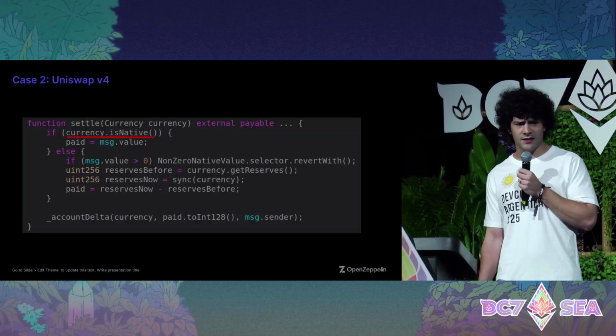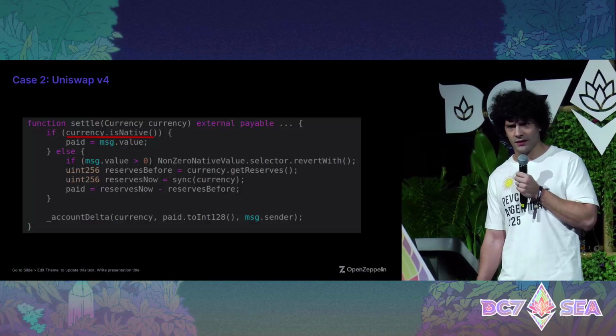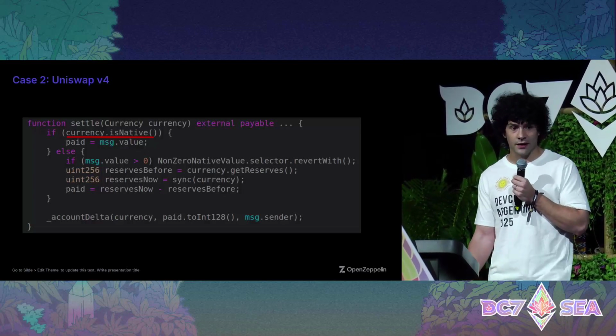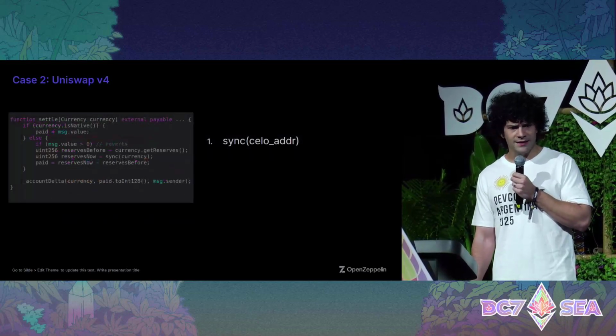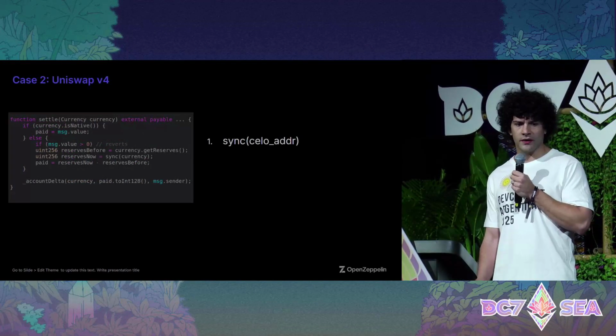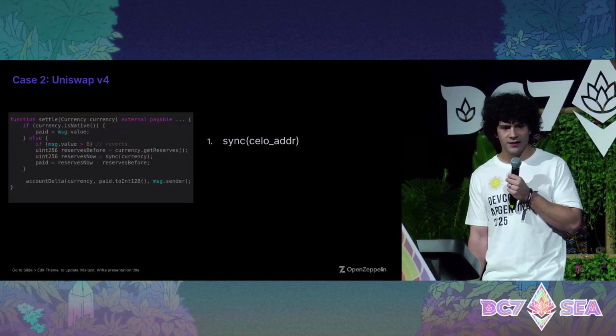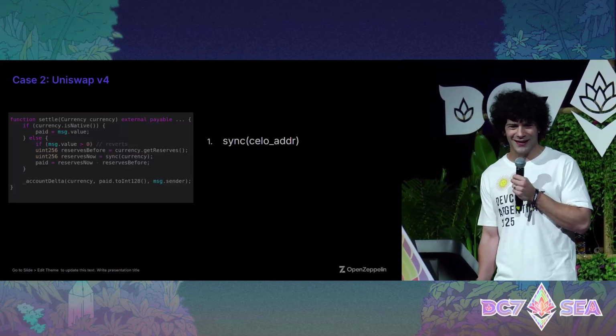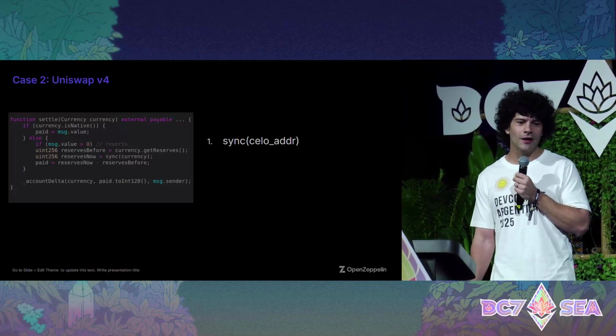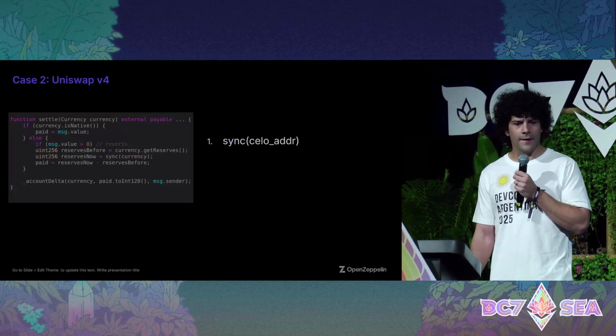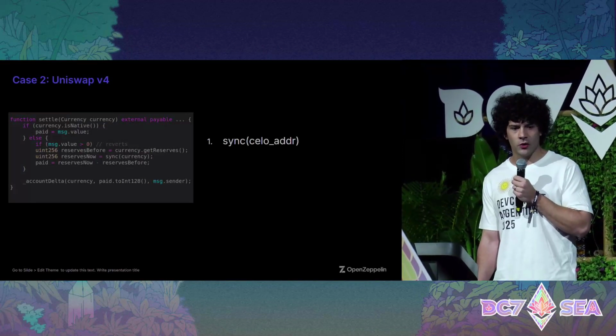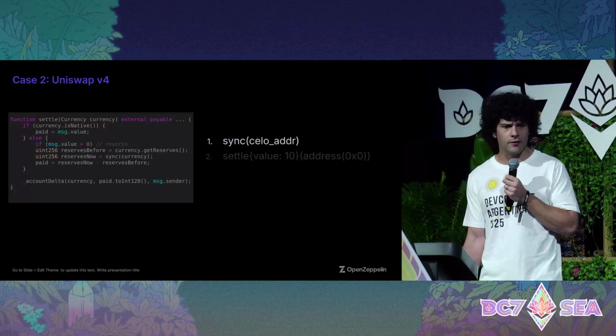And if it's not the native token, it will enter the else. So basically, we can interact with another entry point. An attacker could call the sync function selling the CLO address. The issue was actually with the CLO token address, which I didn't mention before. Basically, it puts the CLO address in transient storage to then interact and do other operations.